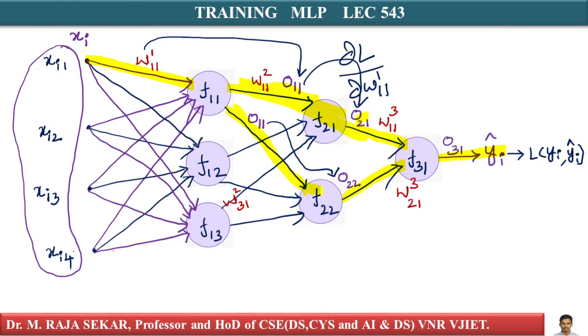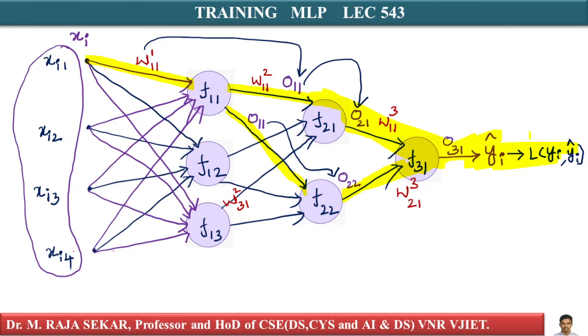Your O11 impacts O22 by this path. There are two different paths. That's an important point, isn't it? But O22 also impacts O31, isn't it? O22 impacts O31, O21 also impacts O31, and O31 impacts L, isn't it? It's a simple and straightforward thing.